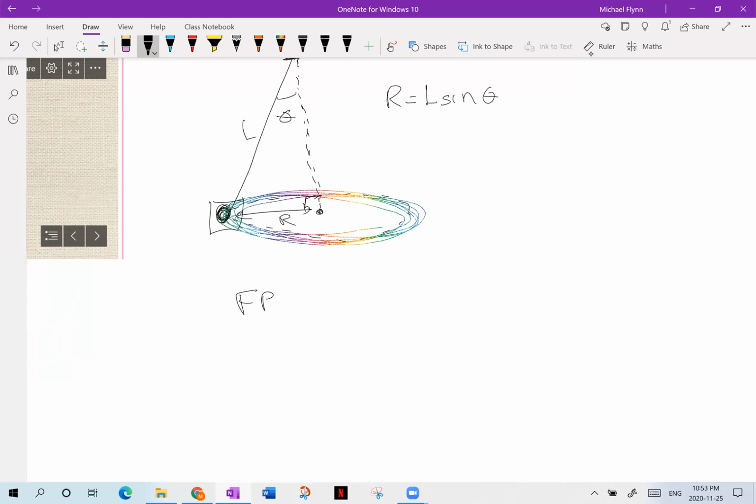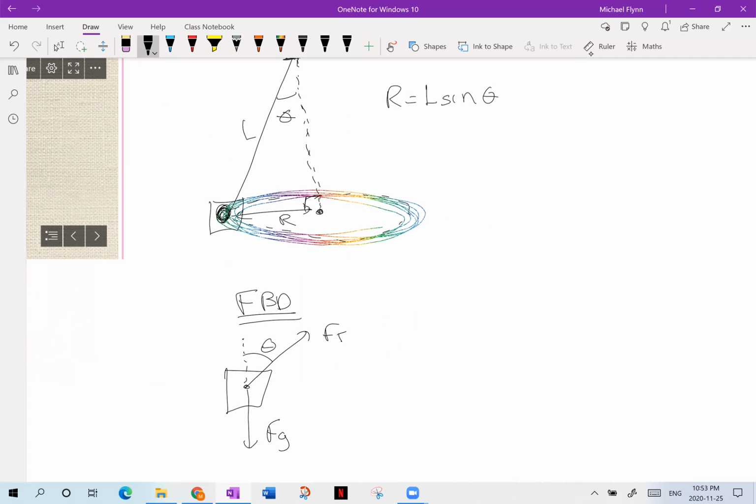The free body diagram of the object in this current position looks like this. In fact, it looks a lot like the one we just drew. There's tension going off like this. This time theta is right there. And then there's gravity that's straight down.